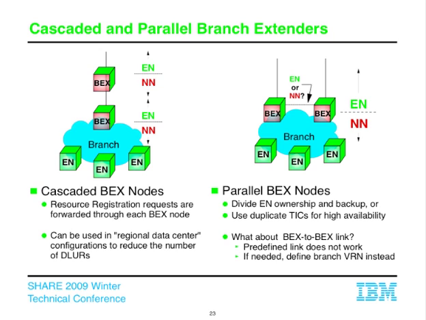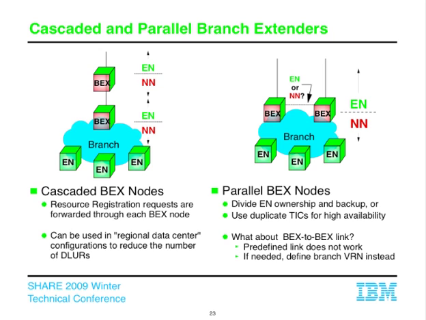This has actually been used in some customer configurations where they had the primary data center, then they had regional data centers, and then they had the branches. And they would put a branch extender in the regional data centers, as well as a branch extender in each of the branches, and then they would all attach up to the primary data center. Right? Cascaded branch extenders works just fine.